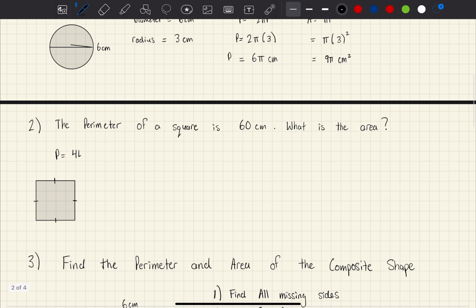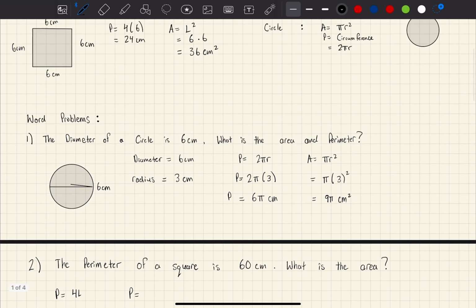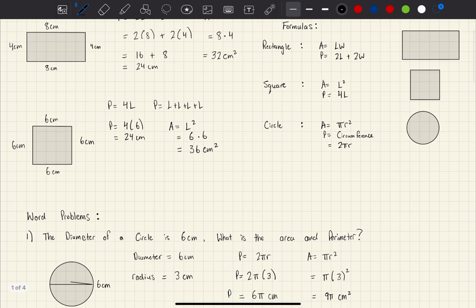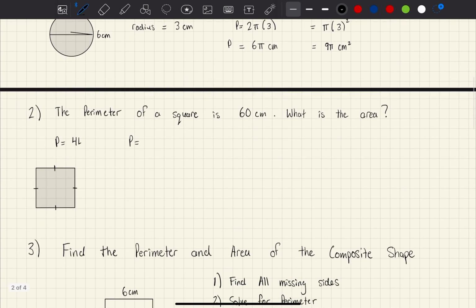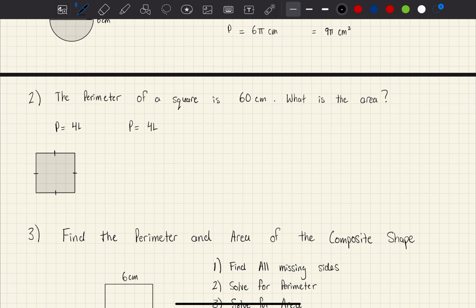Okay, our next problem says the perimeter of a square is 60 centimeters. What is the area? Okay, so in this problem, they gave us a square, and they gave us the solution for the perimeter. So we know, given above here, we can take a look at our formula. For a square, the perimeter is equal to 4L. So we can write P is equal to 4L. In this case, they gave us the solution for that perimeter, which is 60 is equal to 4L.